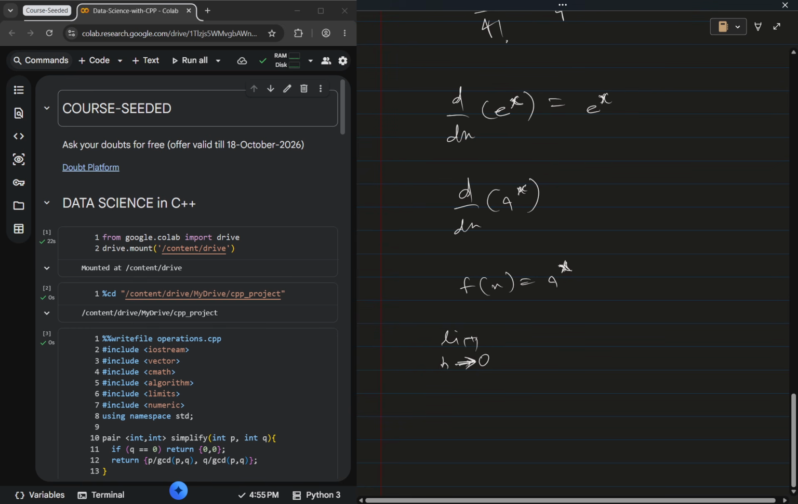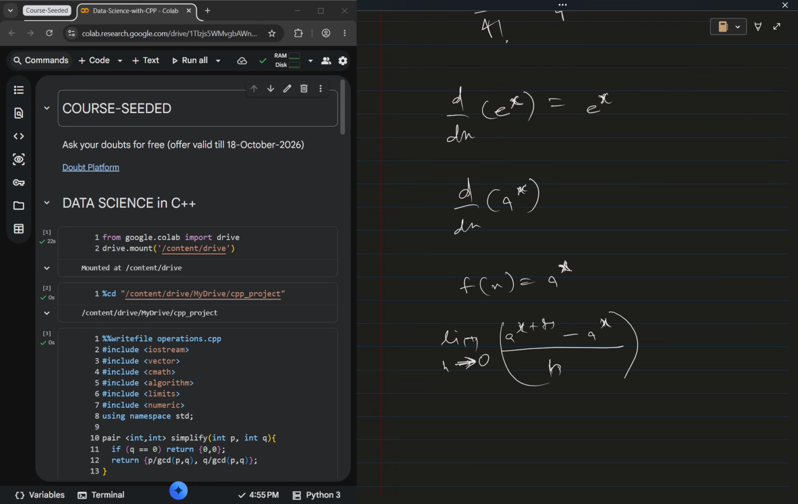H tending to 0. And then we just add a to the power x plus h minus a to the power x, divided by h, which is basically your d(a^x)/dx. So this I've already taught, I think in the first or second lecture, I think in the first calculus lecture, so basically lecture 1 of calculus.